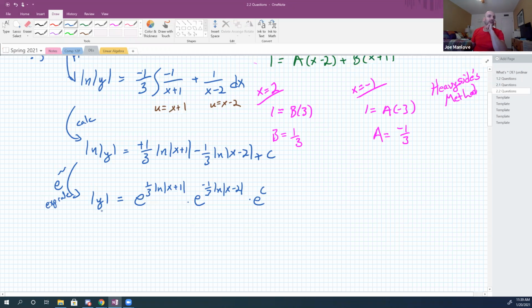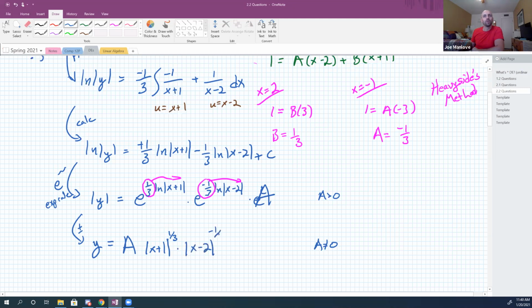Okay. All right, now I'm going to rewrite e to the c as a, and then I'm going to do a plus minus to both sides. And I'm also going to grab these guys and drag them up into the exponents up there. Pretty good with that? Okay, so I'm going to end up with y is a. Now, a here was positive. Here, a is simply not 0. Pretty good with that constant step? Okay, and then I have a times the absolute value of x plus 1 to the 1/3 power times the absolute value of x minus 2 to the minus 1/3 power.